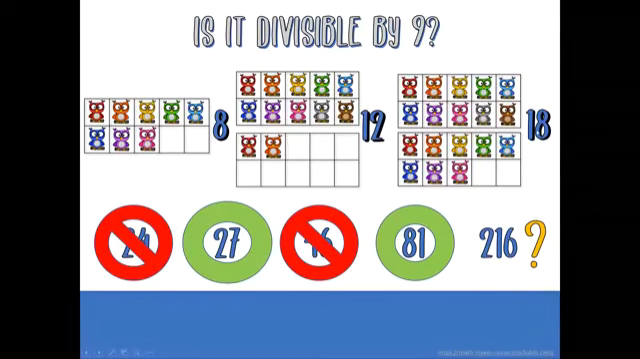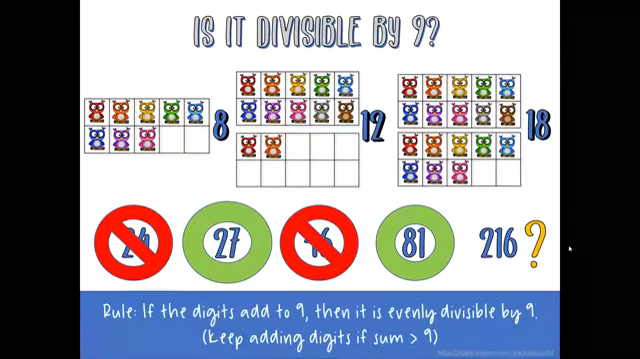So if we look at each number and add the digits together in the numbers that work, 18 works. 1 plus 8 is 9. In 27, 2 plus 7 is 9. In 81, 8 plus 1 is 9. So this is a much simpler trick here. If the digits add to 9, then the number is evenly divisible by 9.